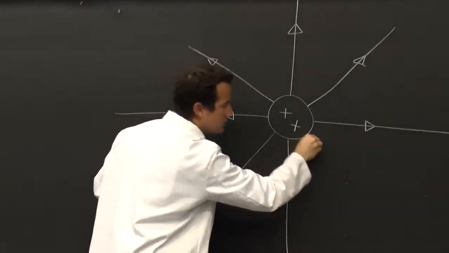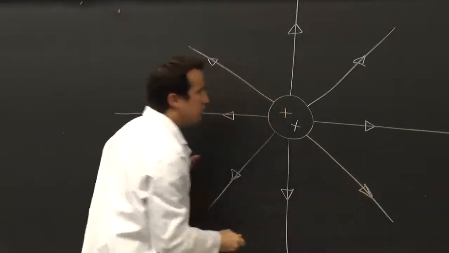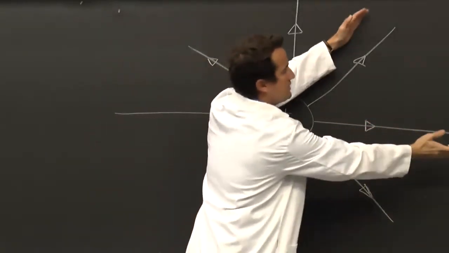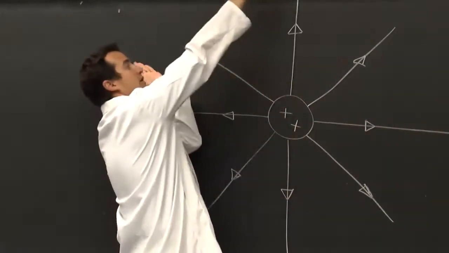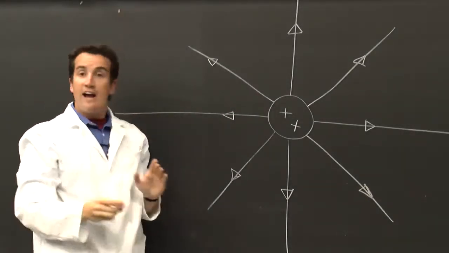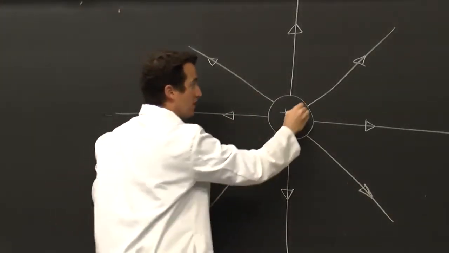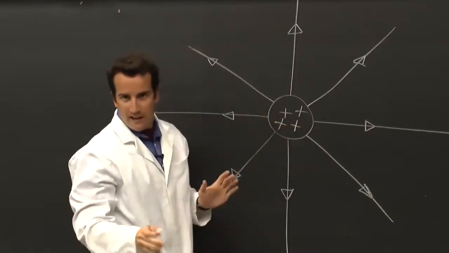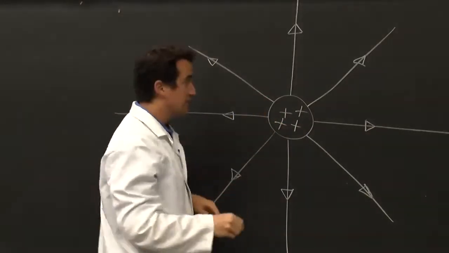Now I want you to notice that the space between the lines increases. That is, the further away you get, the weaker the field is getting. If I add yet more charges, we have to add yet more electric field lines.